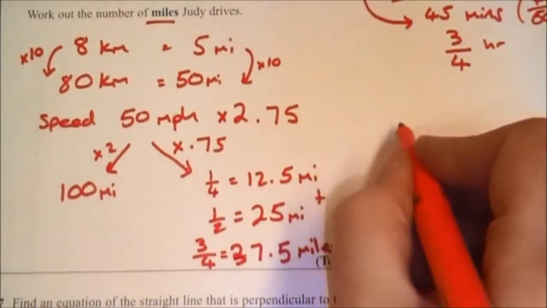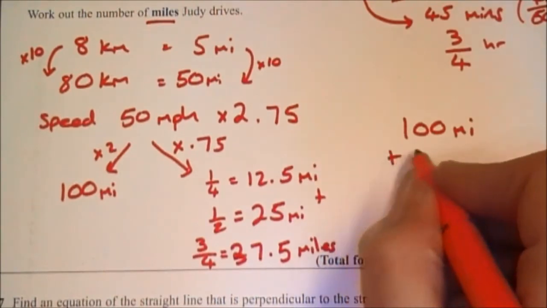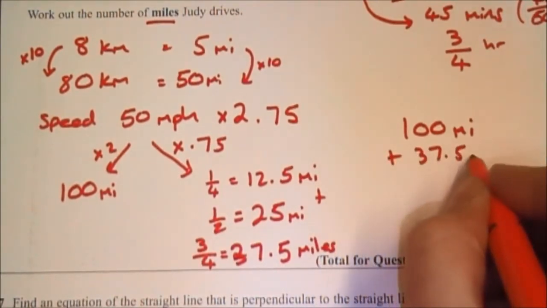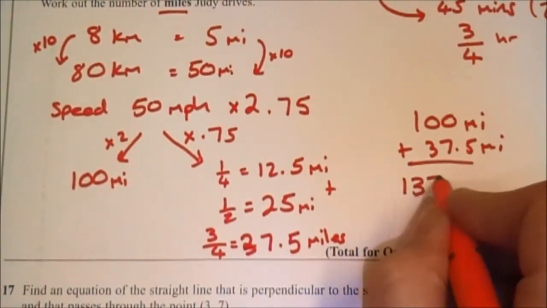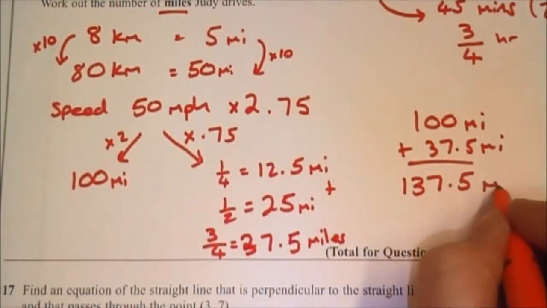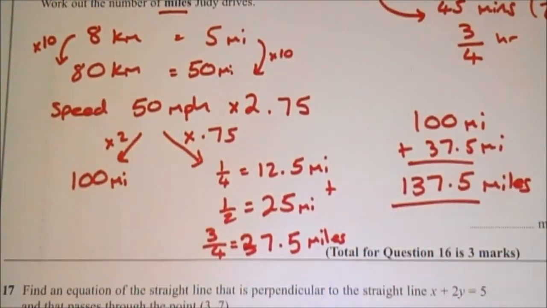So what I need to do then is add the 100 miles that took 2 hours and the 37.5 miles that took 3/4 of an hour, and that gives me a total of 137.5 miles. And that's my answer, 137.5.